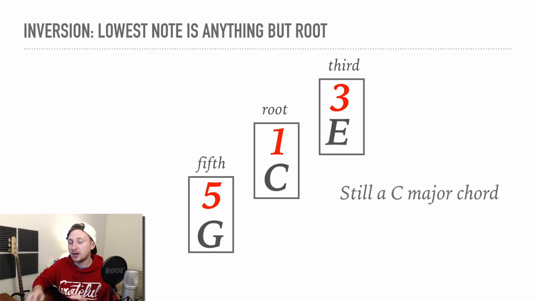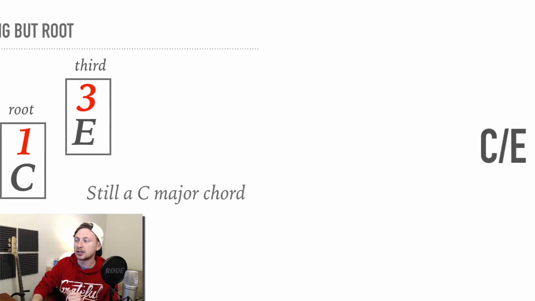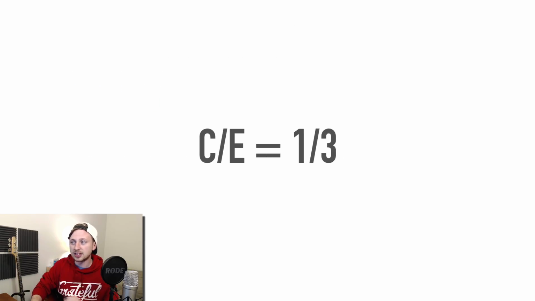So with that in mind, when you're reading along on a chord chart and you see something like this, you say C over E. That's how you say that. Because the note on the left is a C, you're playing a C chord, but you're playing it over an E as the lowest note, as the bass note.